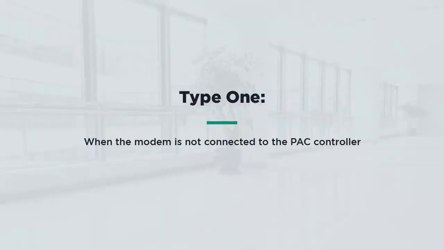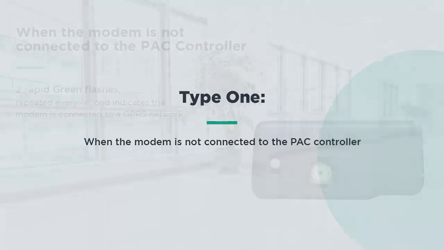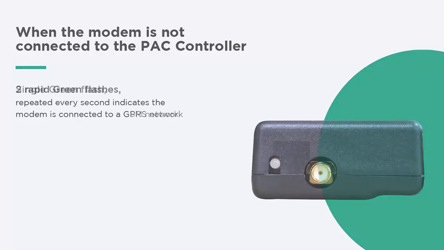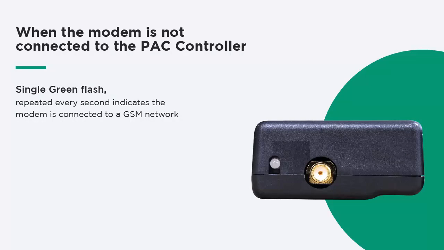Let's look at the indications when the modem is connected to a network but is not connected to the PAC controller. That is, a dial-up connection is not in current process. Two rapid green flashes, repeated every second, indicates the modem is connected to a GPRS network. A single green flash, repeated every second, indicates the modem is connected to a GSM network.